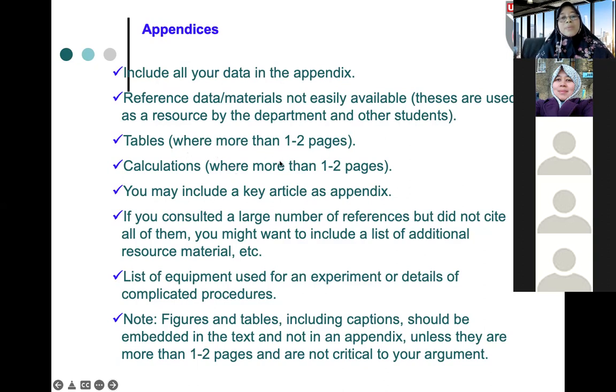Tables that are more than 1 to 2 pages, calculations that are more than that. Again, sometimes we call it supplementary data. So if the tables are too long, put them in the appendix. Calculations, because sometimes you just put the final value in results, but you do not show the calculation. But you have to show the calculation example at least in the appendix. How do you get that final value?